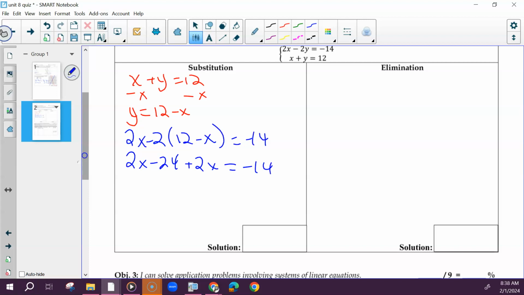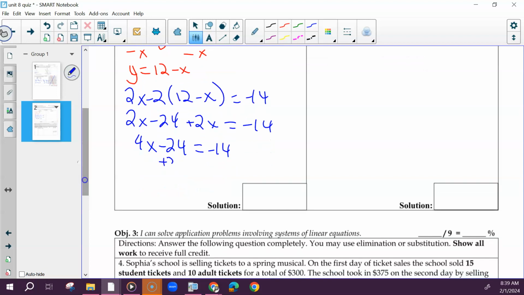Some of us, when we distributed here, got a negative here instead of a plus, and then the variables canceled out, and some of you got no solution. We shouldn't have gotten no solution, so be careful there. We should have been able to combine like terms. And then add 24 to both sides, and divide both by 4. So your x was 5/2 or 2.5, either or, because it was a nice decimal.